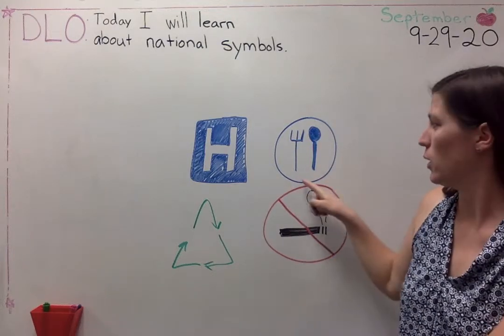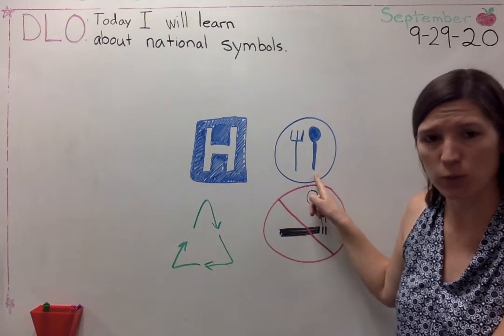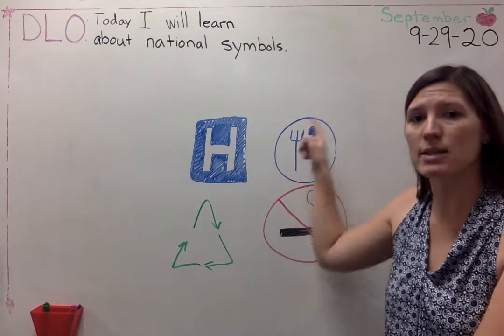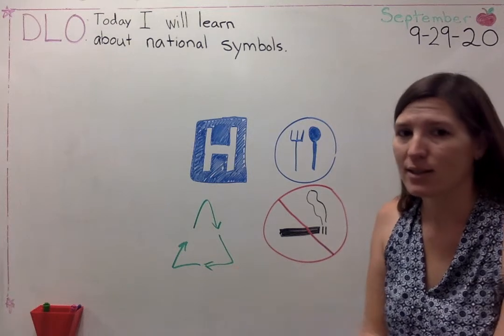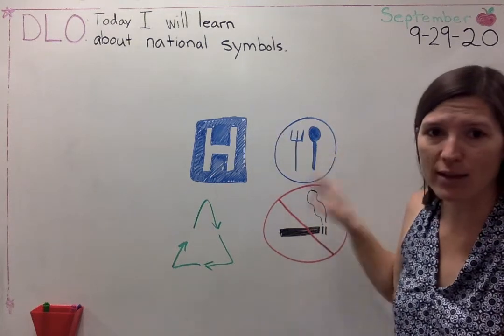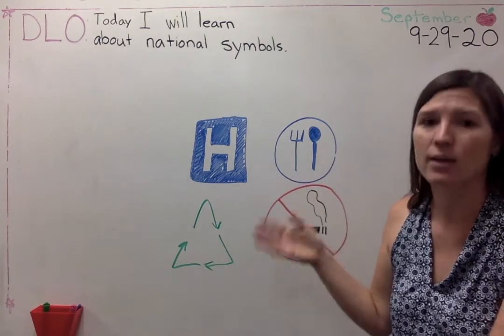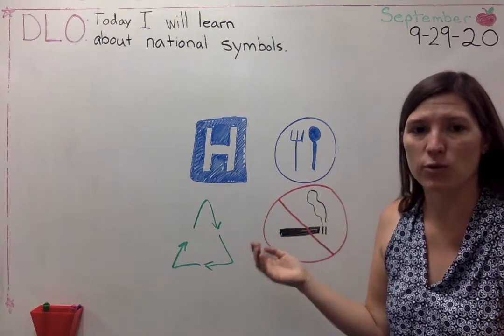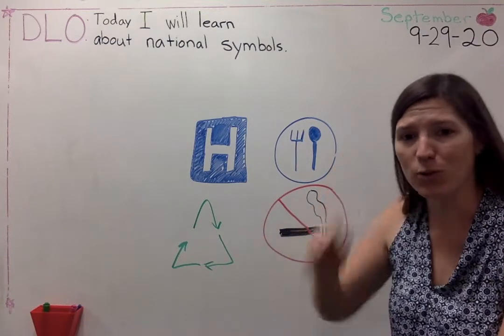Also on the road, you might see a symbol that looks like this. This is a fork and that's a spoon. This is the symbol for restaurants, somewhere to eat. So it doesn't say food this way, but it's a symbol. The fork and the spoon represent restaurants and places to eat. If you're driving down the road, you know where to get off on an exit to go find food.